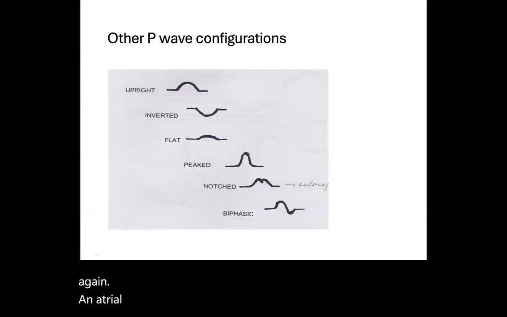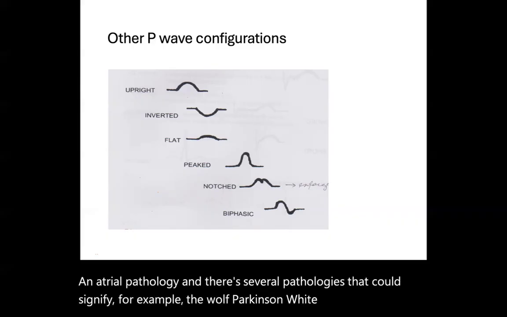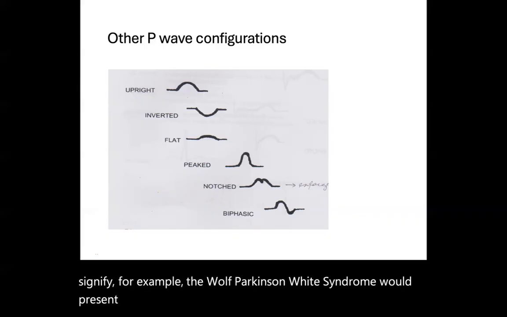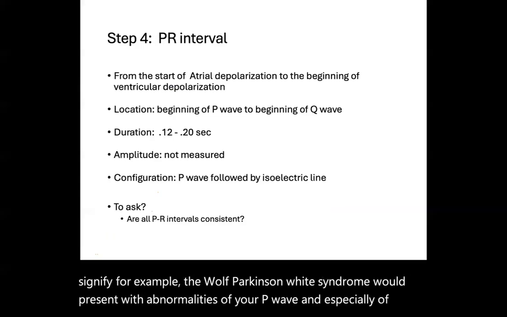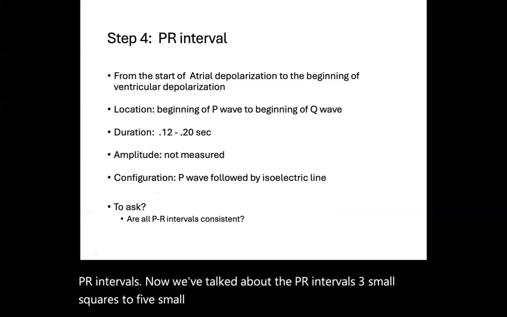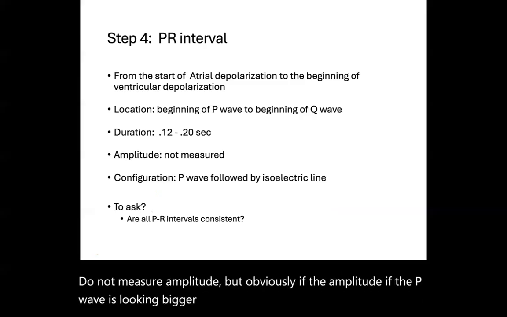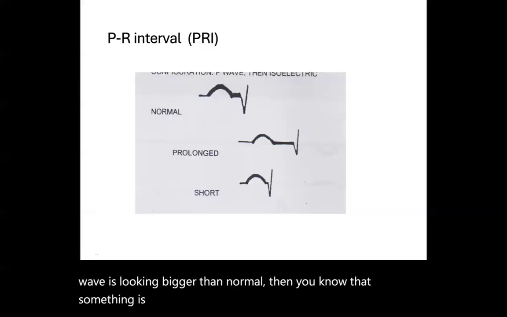There are several pathologies that could be signified. For example, Wolff-Parkinson-White syndrome would present with abnormalities of your P wave and especially of your PR intervals. Now, we've talked about the PR intervals, 3 small squares to 5 small squares. We routinely do not measure amplitude, but obviously if the P wave is looking bigger than normal, then you know that something is going on.